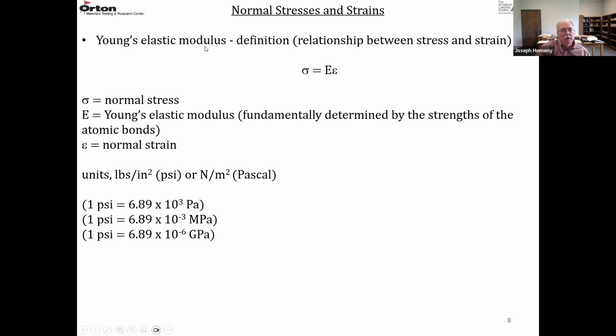So for Young's elastic modulus, the quantity that appears in most of the thermal shock equations, that's giving you the relationship between the stress and the strain. So sigma is our normal stress, E is Young's elastic modulus, and epsilon is the normal strain. So the modulus relates the stress to the strain, and the modulus is really determined by the strength of the atomic bonds. Since strain is dimensionless, stress and Young's modulus have the same units, either psi or pascals or megapascals or gigapascals.